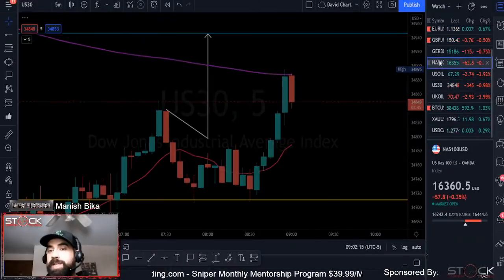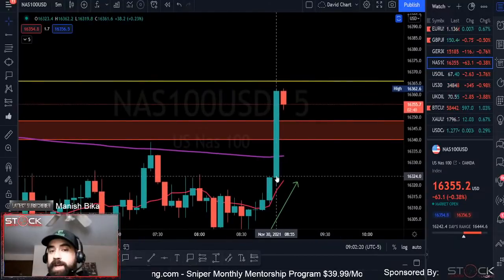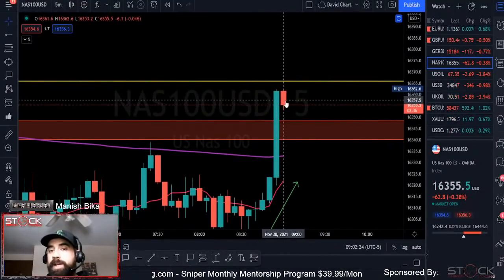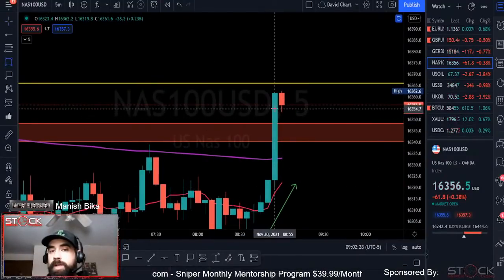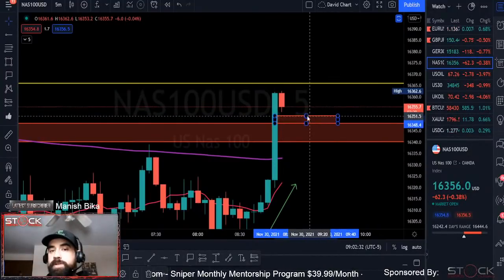And the same with Nasdaq. Look at Nasdaq. It made a nice push past supply. Now we're looking at having that retest there. If it holds here, let's watch and monitor this.